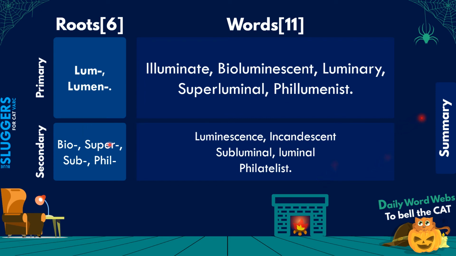In the process of learning these roots and words, we also indirectly came across the roots bio, super, sub, and phil. Super stands for above or beyond. Sub stands for under or close to. Phil is for love, bio for life. And the words luminescence, incandescent, subliminal, luminal, and philatelist. So these are all the things we have covered here, and that's the summary.